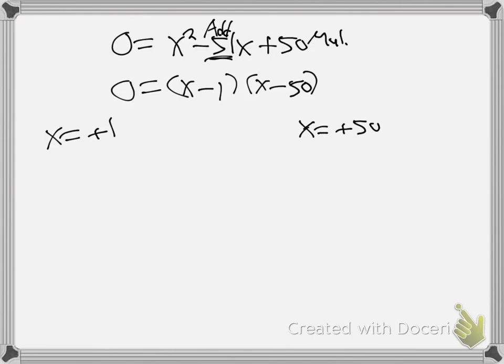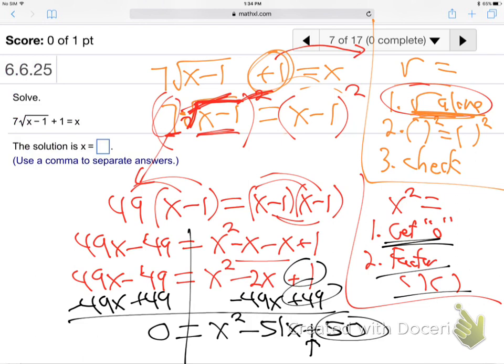So now we have to check them. This method always has to be checked. That's why these get kind of long. Could we do the quadratic equation and get a good answer? Yeah, it gives you the same two answers, the 1 and the 50. It's the same as factoring. So now where do you check?